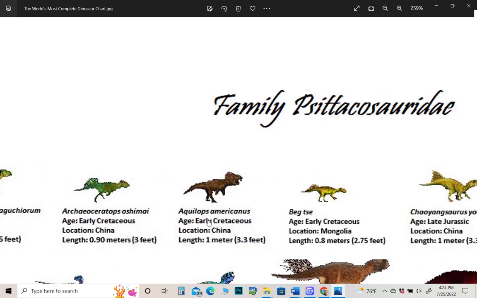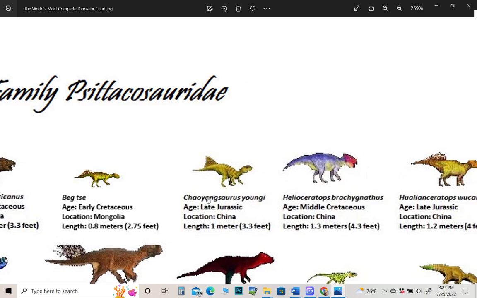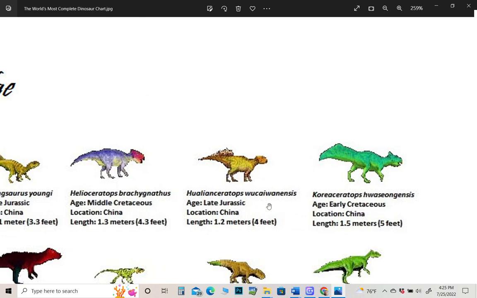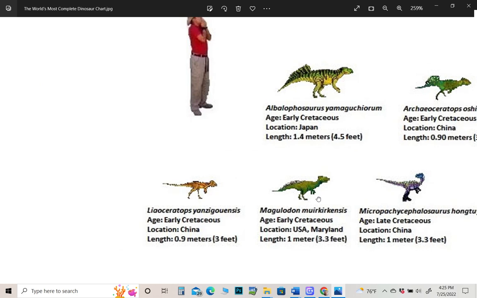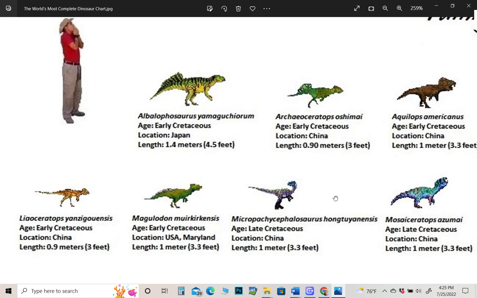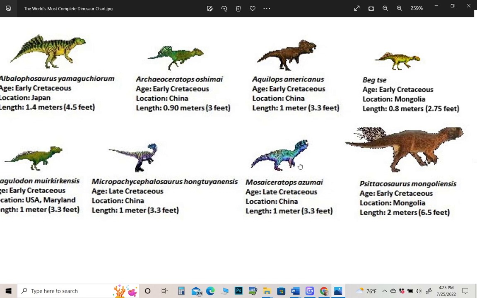Albalophosaurus, Archaeoceratops, Aquilops, Bagaceratops, Chaoyangsaurus, Helioceratops, Julianceratops, Koreaceratops, Leoceratops, Micropachycephalosaurus, which used to be thought of as a pachycephalosaur. Now they're thinking it's more of a ceratopsian type, though at that point they're obviously still pretty close. By the way, that is the longest dinosaur name in all of Dinosauria, with 23 letters, compared to Yi with the shortest at 2.